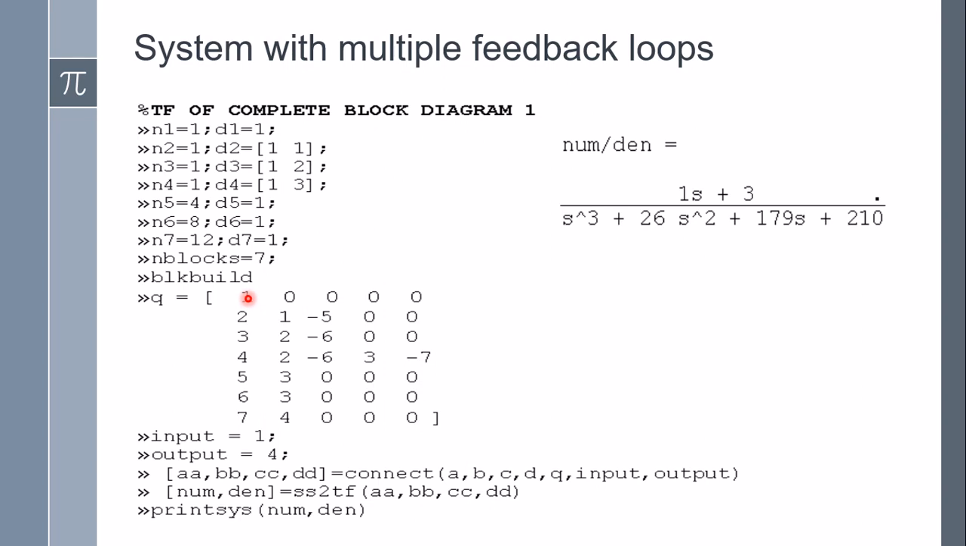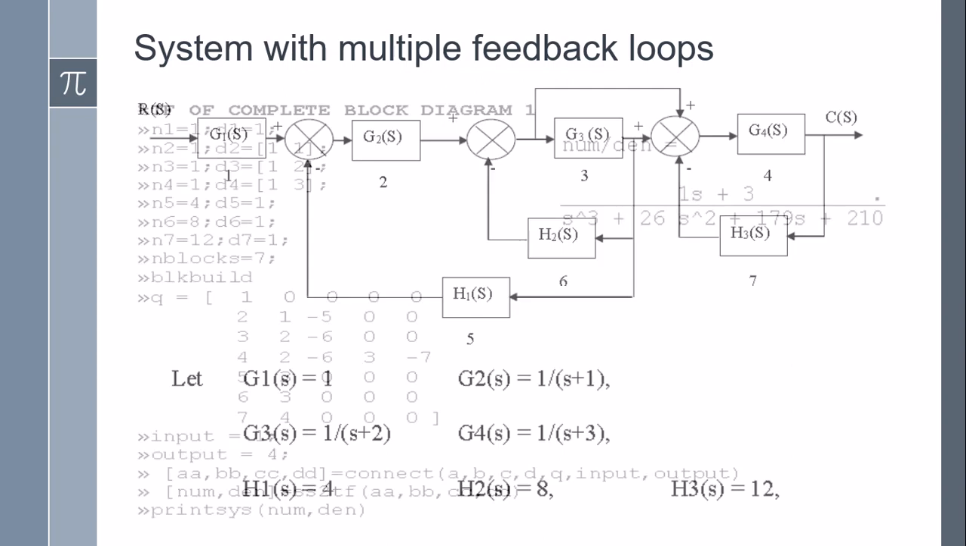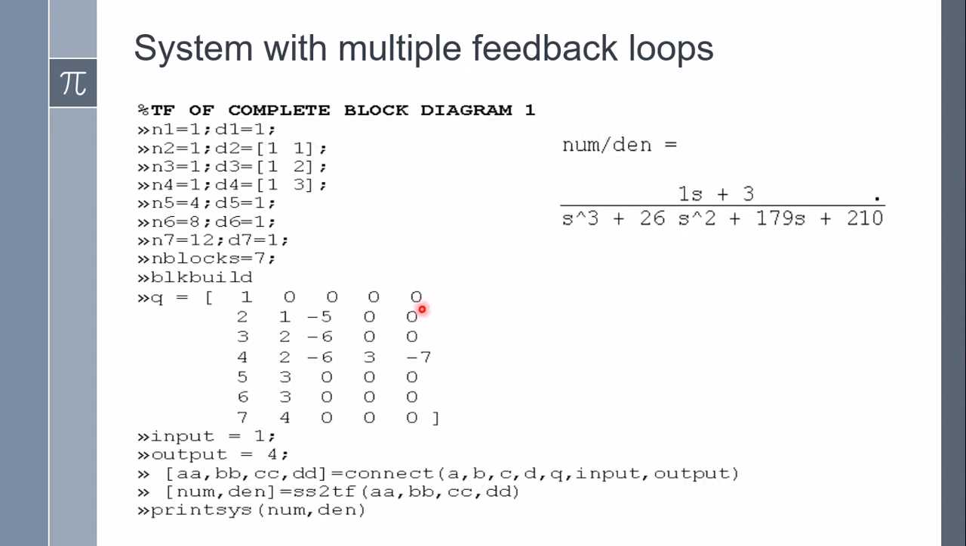So for the first block, all the entries are 0, which means it is not receiving input from any other blocks. You can see here that for the first system the input is from the external world, the global input for the entire system, and it is not receiving signals from any other blocks. That is why all the entries are 0.